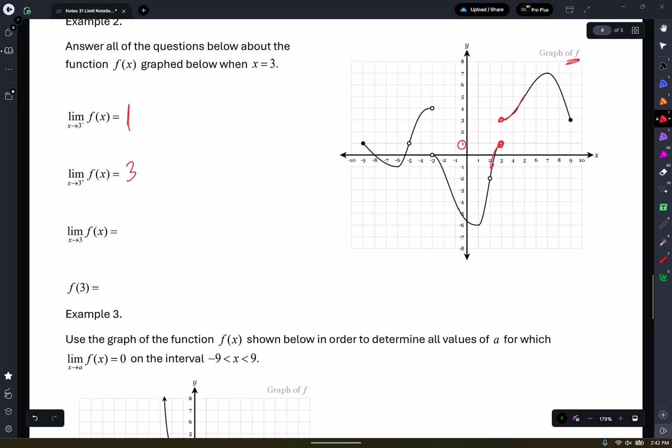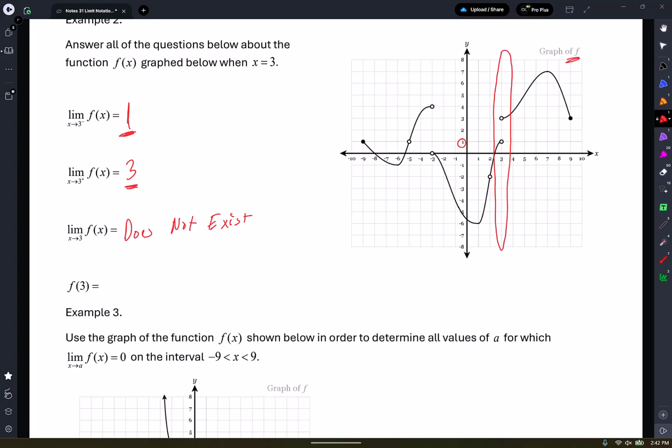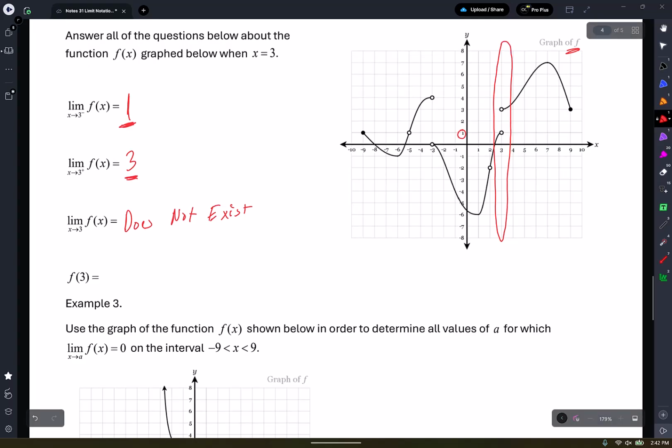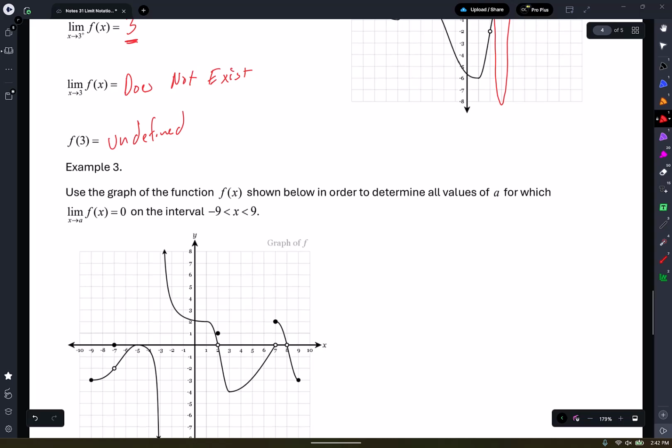3 from the left is 1. 3 from the right is 3. So what is the limit as x approaches 3? Does not exist. This one says f of 3. I'm going to look down x equals 3 to see if I have any point anywhere. There's no point, right? So this you're going to say undefined. Undefined is for functions. Does not exist is for limits. Are we okay? We're good.